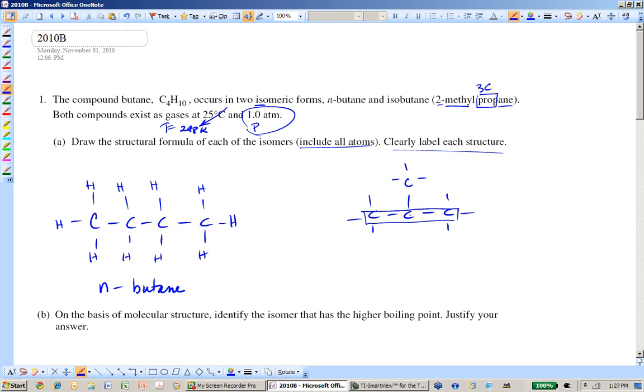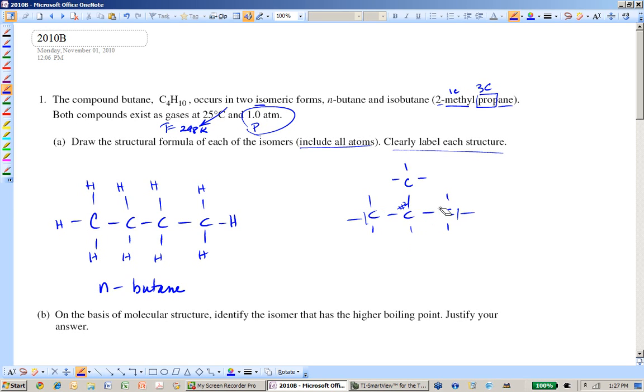But you always start numbering at the end closest to the branch, so the branch holds the smallest number possible. There's a whole bunch of rules for this. So either way, whether I come at it from the left or the right, that's my number 2 carbon. So that is not a 2 as in diatomic. That is a 2 as in the number 2 carbon. So my methyl group, which is 1 carbon, total of 4, works that way.